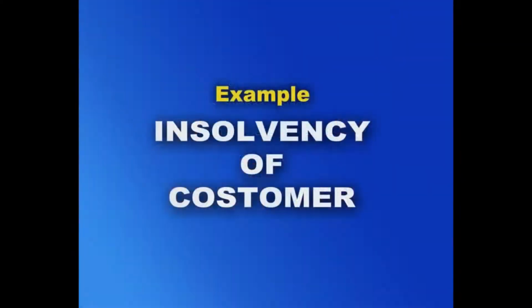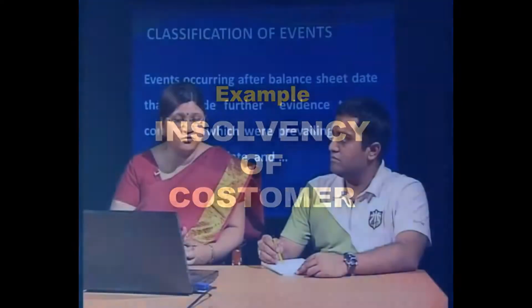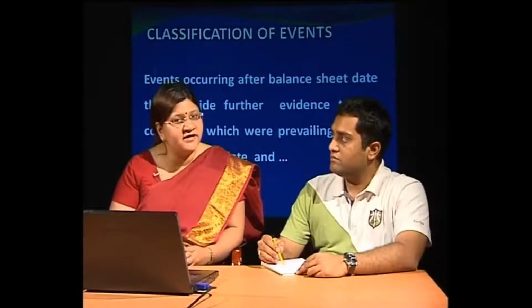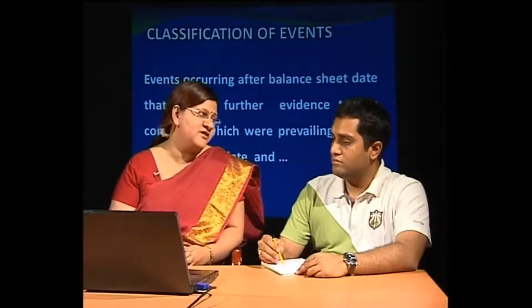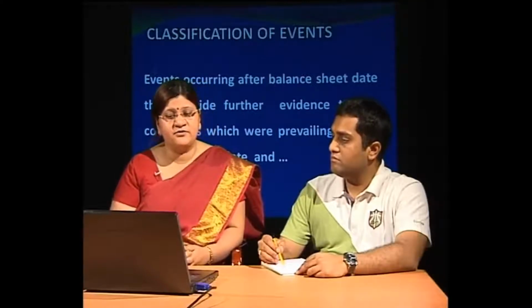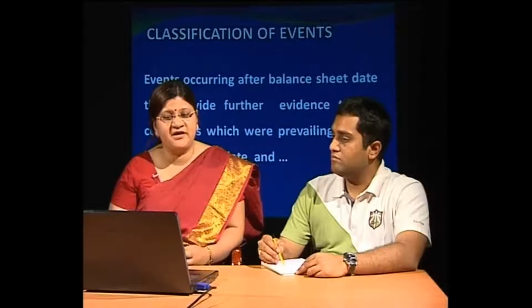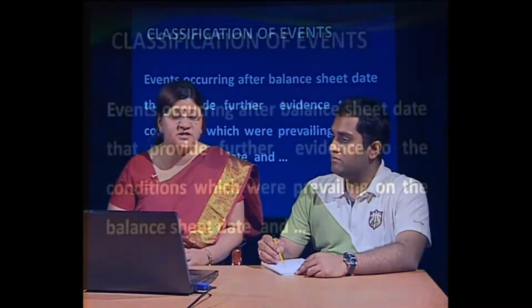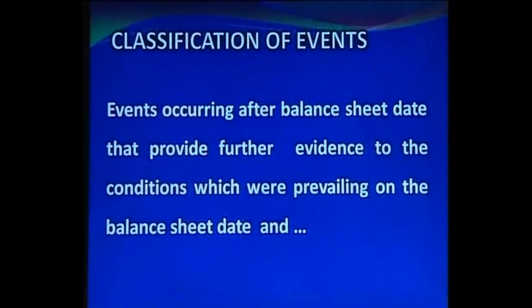Say for example, insolvency of a customer. We would have known the conditions beforehand, that is, a certain estimation of the financial condition could have been known. So, such events are known as events occurring after balance sheet date showing indication. We need to account for such transactions by adjusting our assets and liabilities. They are classified as events 1.